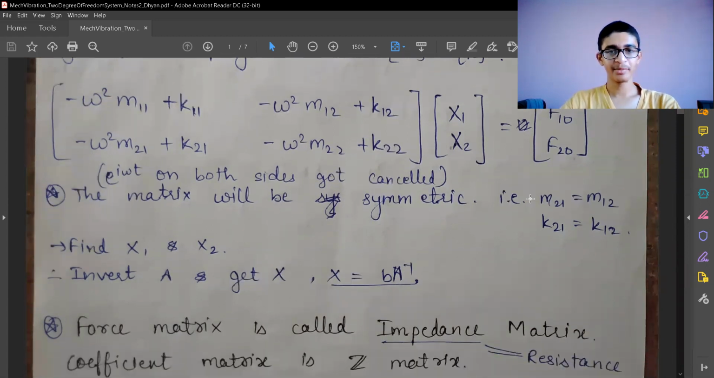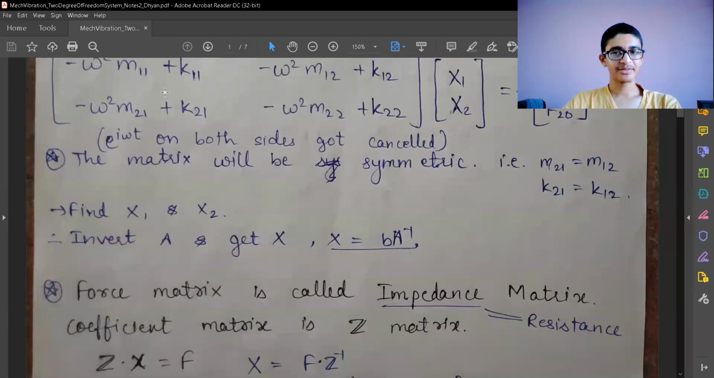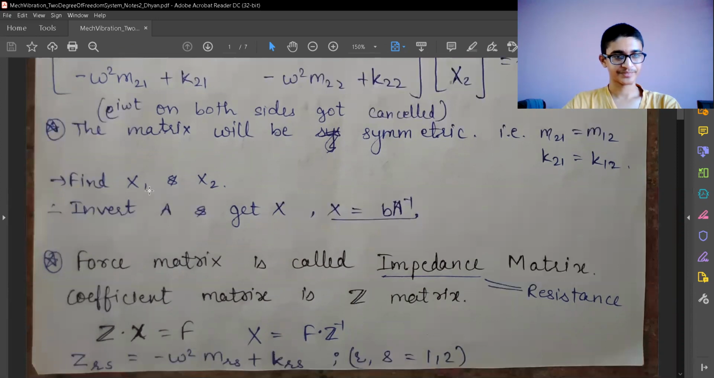So now the matrix will be symmetric. That is, M21 is equal to M12. M11 and M22 will be different, but M21 and M12 should be the same. And similarly, K21 and K12 will be equal. We'll look at these properties of mass matrix, stiffness matrix, and damping matrix in the coming part of multi-degree of freedom systems, so you have a better understanding of the nature of the matrices. As of now, you can remember the mass matrix and the stiffness matrix are going to be symmetric matrices.